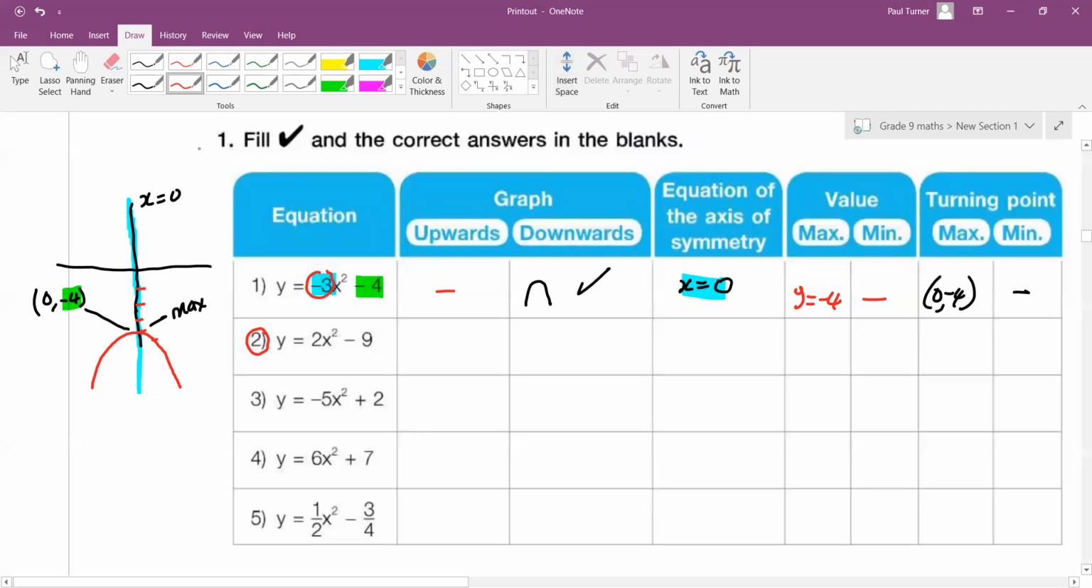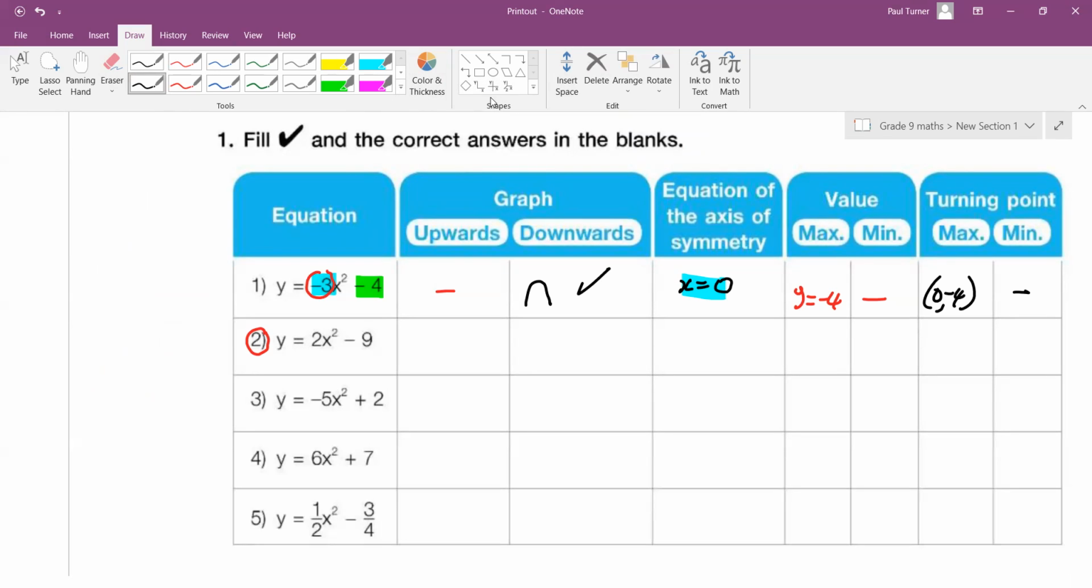So I'll rub this picture out so we can make space for another one. Guess I can do that.